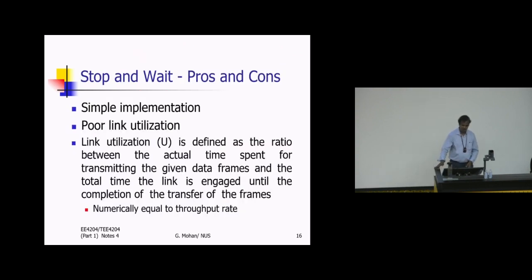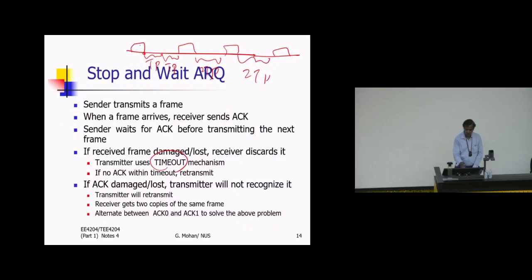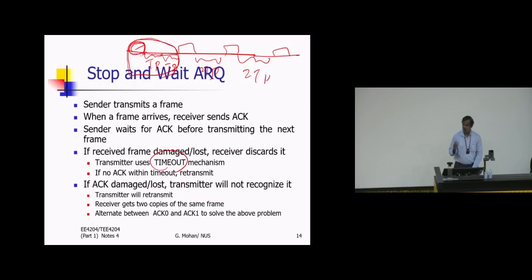Pros and cons, as usual: stop and wait means the implementation is simple. And the drawback or limitation is that link utilization is poor. Why is link utilization poor? See, we transmit only during this time, right? And during this time, there's no transmission on the link because the sender is waiting for the acknowledgement, right? So the total time is something like this. When the link is available, this much time the link is available, but out of this, we are making use of the link for transmission only during this short time.